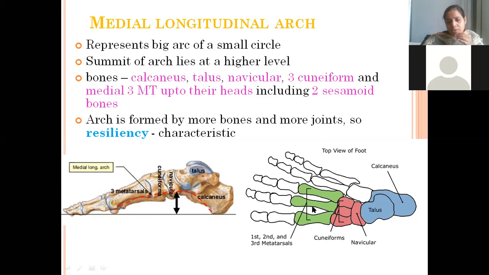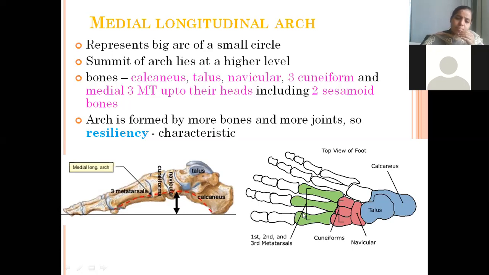Now, whatever is shown in a different color like blue, pink and green, these are the bones which are contributing to the formation of the medial longitudinal arch. That means what are we finding? We are finding calcaneus, then talus, then navicular, then three cuneiforms, and the medial three metatarsals. These are the bases and these are the heads. So the arch is extending up to the heads of the metatarsals.